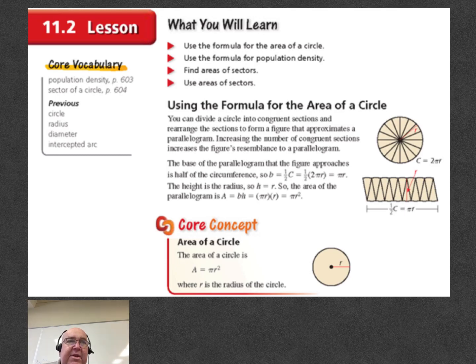Okay, today we're going to use the area formula for a circle, which is area is equal to pi r squared. We're going to use that to find population density using a formula there. We're also going to find areas of sectors and figure things out by using the areas of sectors. So let's get right to it.